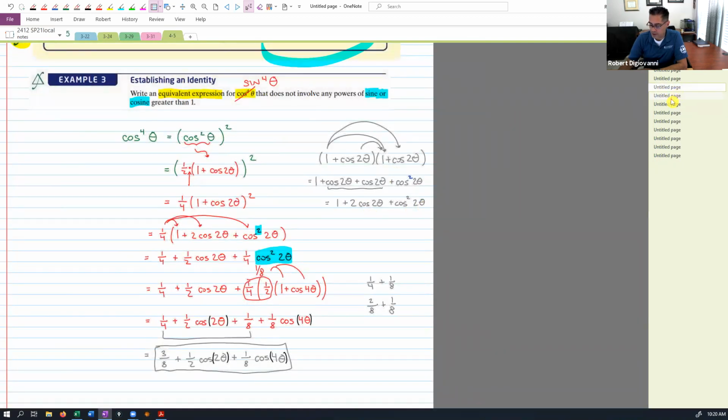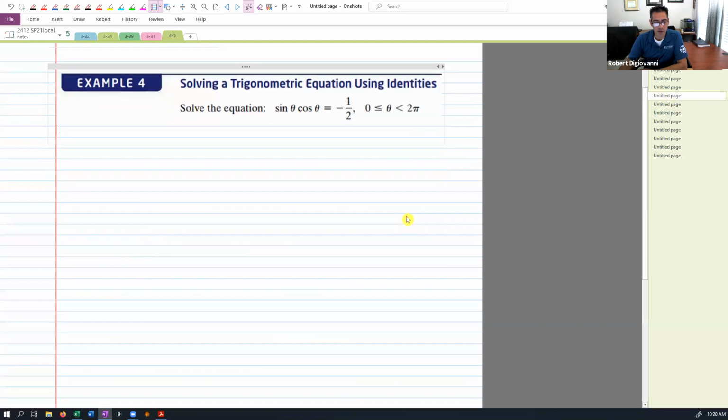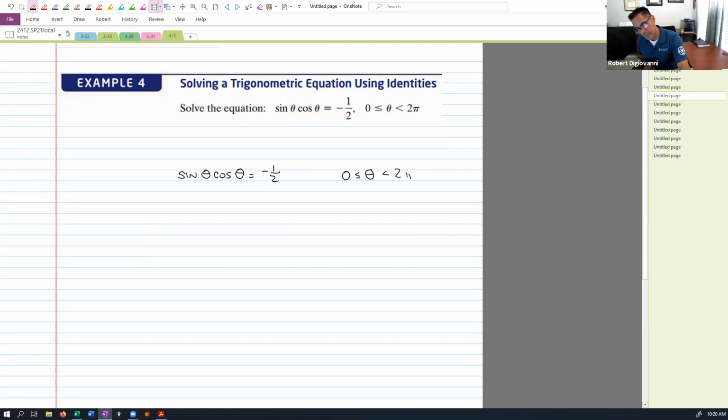Next thing that we want to do is solve a trig equation. So we've done some solving of trig equations already. And so here, let's take a look at this one. We're trying to solve sine theta cosine theta equals -1/2. And we're told that theta needs to be between 0 and 2 pi.